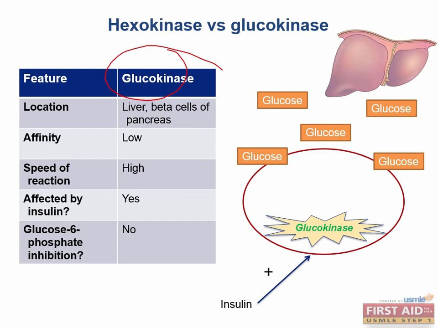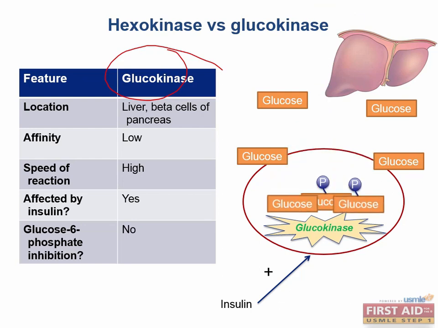This enzyme has a low affinity for glucose, but a high capacity or reaction rate. This means that the glucokinase is not going to be active unless you have a lot of glucose. But if you have a lot of glucose, it can act very quickly to phosphorylate all of it. Also, it has no feedback inhibition from glucose 6-phosphate. As long as there's lots of glucose in the bloodstream, glucokinase will keep phosphorylating glucose inside of cells.